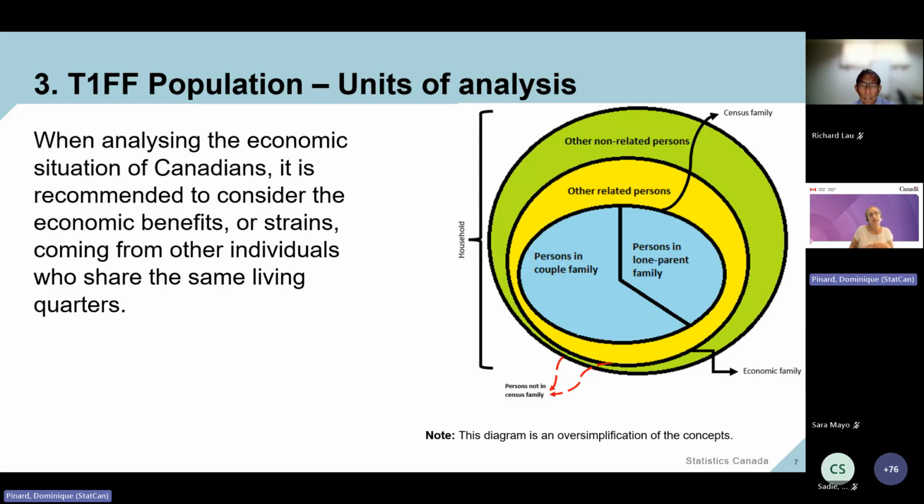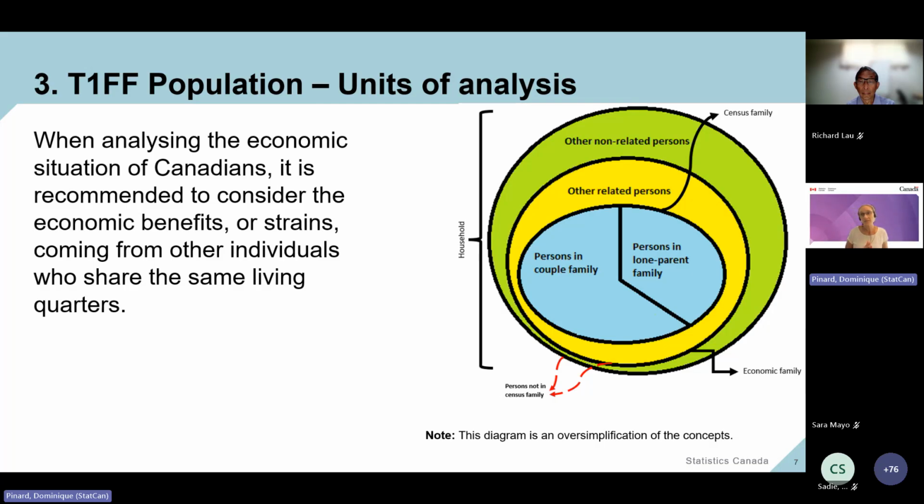If we look at economic family, this would be the yellow circle with the blue circle. So any people who are blood related or legally related to another person would be included in an economic family. For example, if Joe and Mary live together, they are a couple, but Joe's parents live with them, well, that would be considered an economic family: Joe, Mary, and Joe's parent. This is an economic family. And then everyone who lives in the same dwelling together is what we call a household at Statistics Canada.